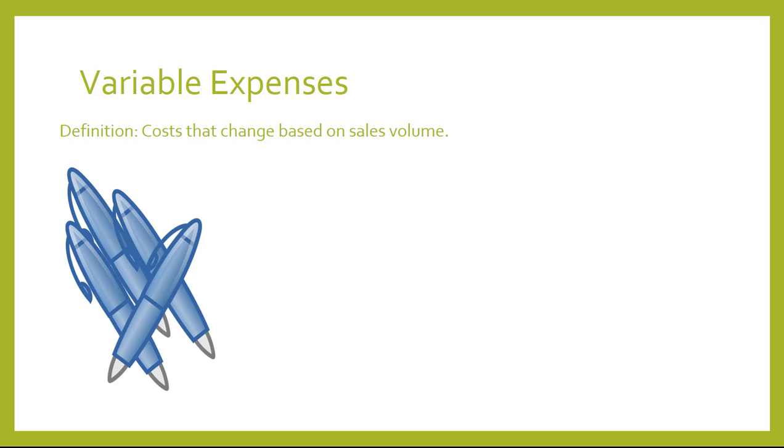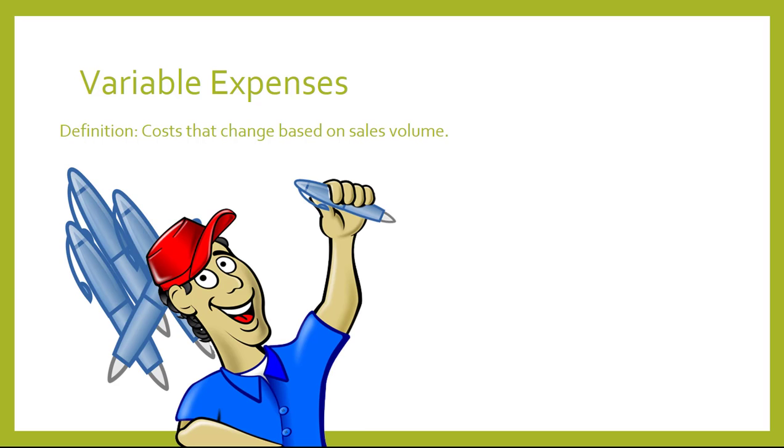Let's say we are making pins. The employees who manufacture the pins are paid a wage, and that wage is based on the number of hours they work. Those hours can vary depending upon how many pins we need to make. So their income would be a variable expense.